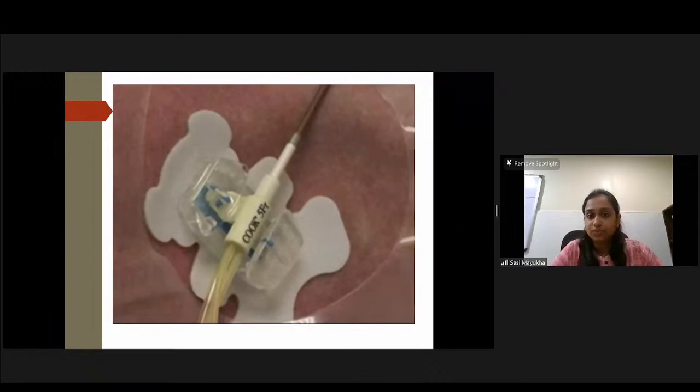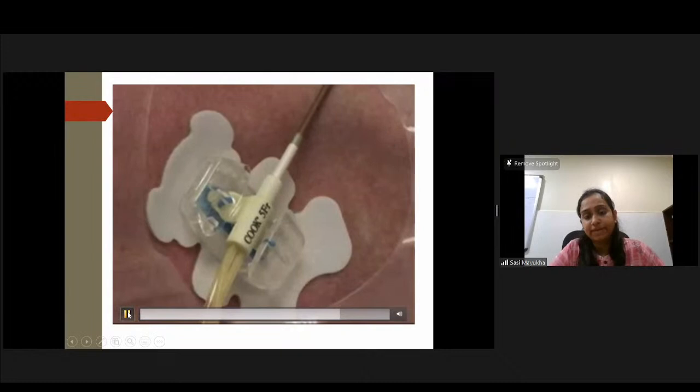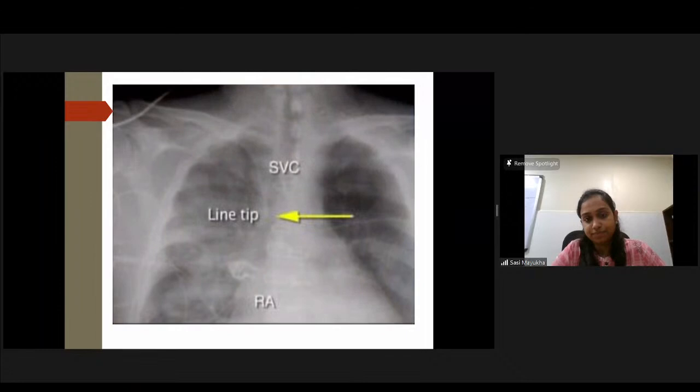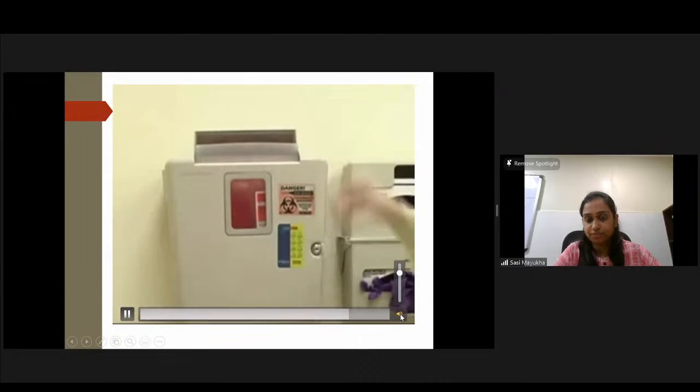So here you can see how he placed the sterile dressing, which I was telling you about earlier. Secure the line in place. Apply a sterile dressing before removing the drape. Obtain a chest X-ray to assess for proper placement and to assure that no hemothorax or pneumothorax has occurred. All sharps should be properly disposed of in approved sharps containers.